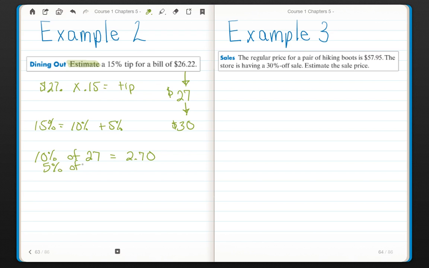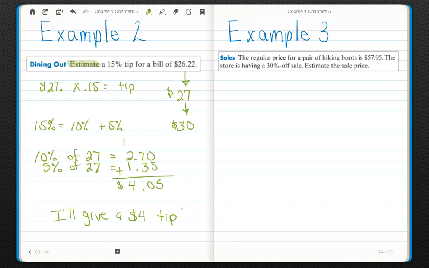5% of 27 is half of this. Well, half of 2.70 is $1.35. So $1.35. To get my total of 15%, I'm going to add these together. I get $4.05. So I'll give a $4 tip.